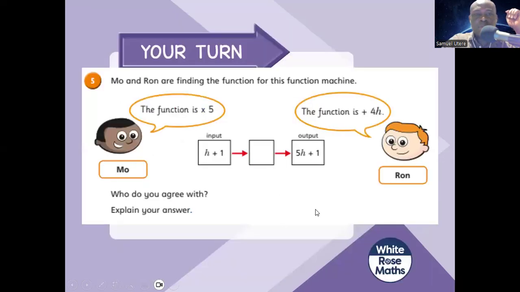Okay. This is for question 5. You can pause and do this. You should be able to do this in 1 minute.